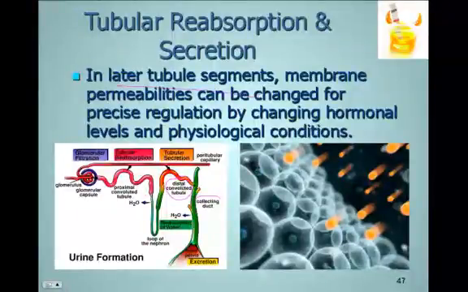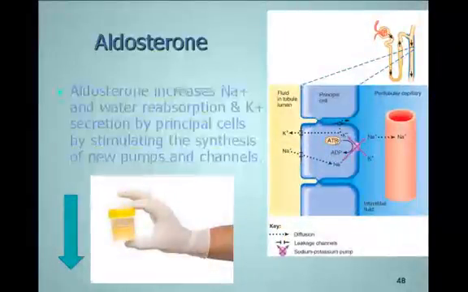These are those later tubules, okay? The distal convoluted tubule and the collecting duct. And the important thing to remember about these two areas is that the membrane permeabilities are variable, meaning that they can change depending upon what hormones are released. So our membrane permeabilities can be changed by changing hormonal levels, and some physiological conditions. But we're going to talk mainly about how hormones can impact the permeability of these membranes. So let's talk about some of these hormones.